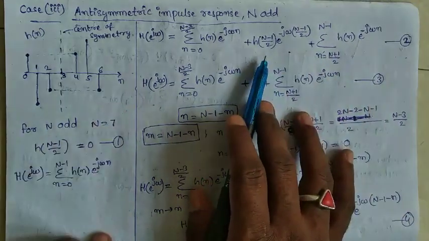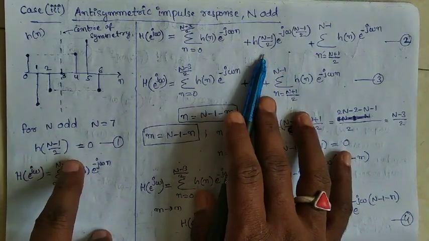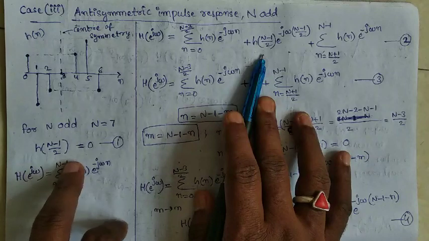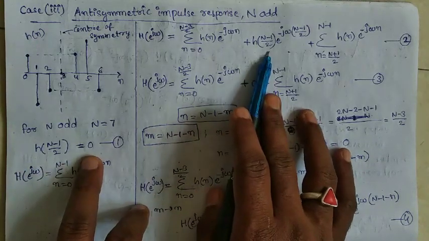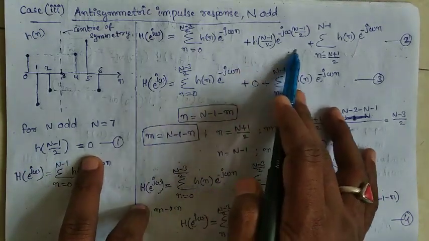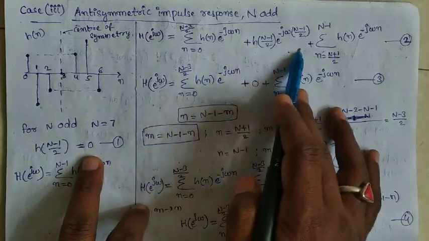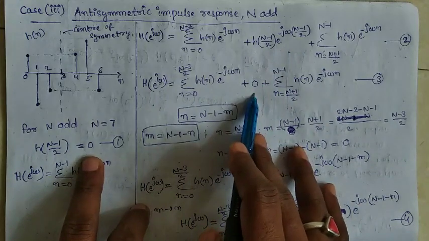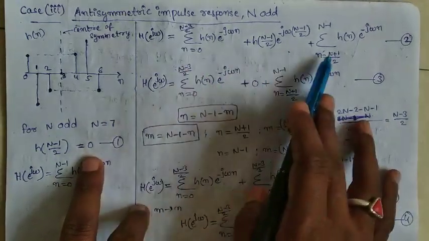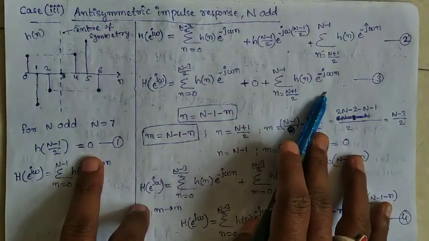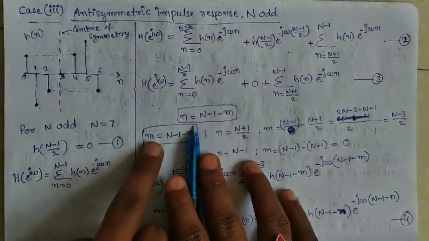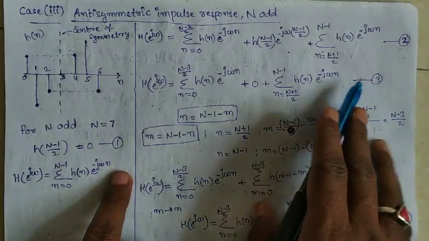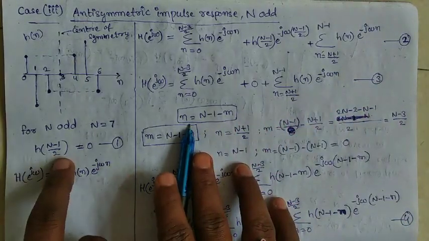Here for anti-symmetric impulse response, h of capital N minus 1 by 2 is equal to 0. This term becomes 0, since h of capital N minus 1 by 2 is equal to 0, and 0 into this one is 0. The remaining two terms stay as they are. Now I am taking this as equation 2, this as equation 3, and this is equation 1.